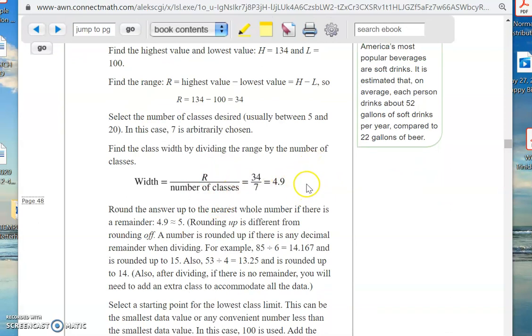Well, that's an awkward one, right? You don't want exactly 4.9, so we're going to round it up to the nearest whole number. So we'll round it up to 5.